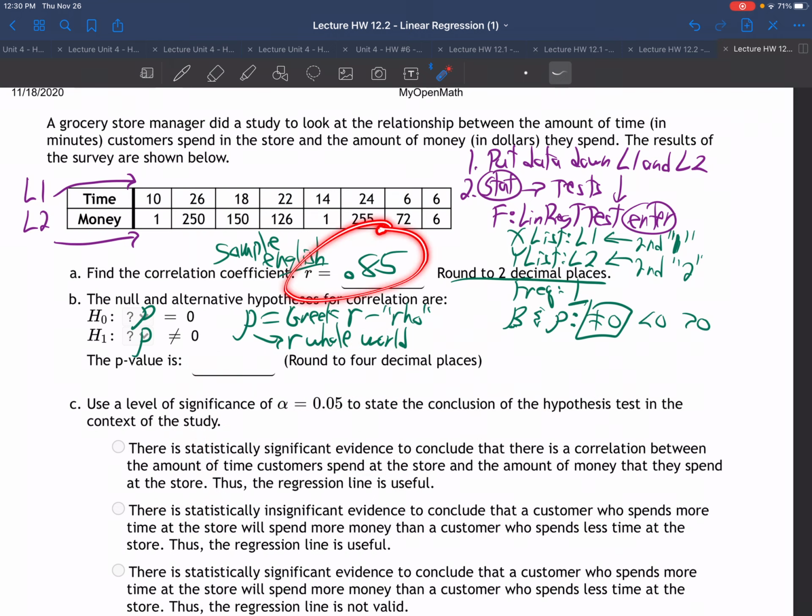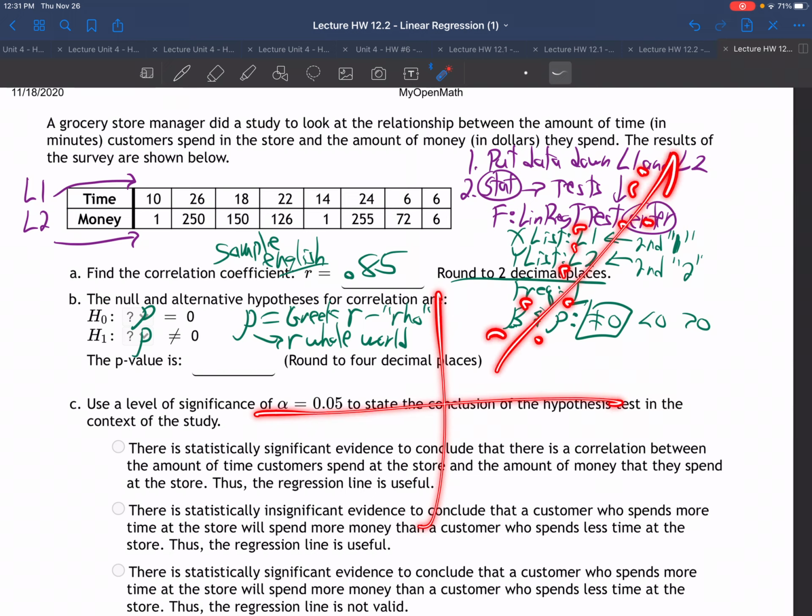0.85 is pretty good. That's close to +1. So, in other words, that means these dots, if you put them on a graph, they line up pretty much. They seem to go upwards like a line. This data. You understand what I'm saying?